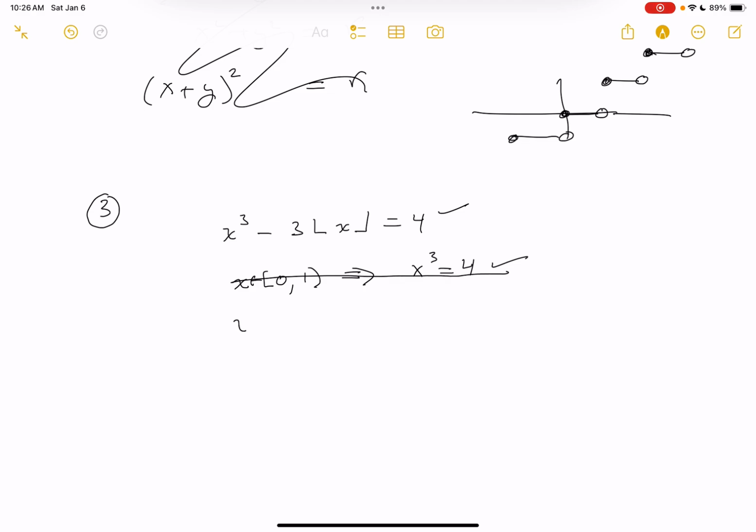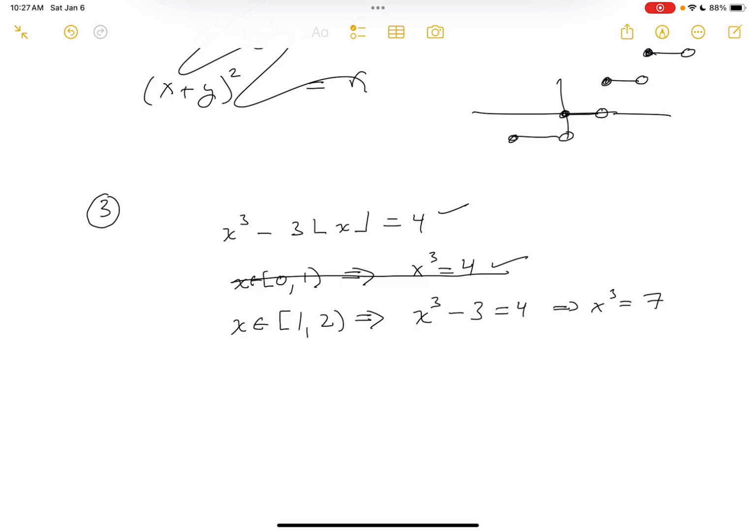All right? Now let's do x is between 1 and 2. What do you get there? You get x cubed minus, got to think about this. First of all, did I write the right equation down? Yeah, I did. And what do you get there? I'm between 1 and 2, right? So the floor is going to be equal to 1. So it's 3 times 1, which is 3, is equal to 4. What does this give me? x cubed is equal to 7.